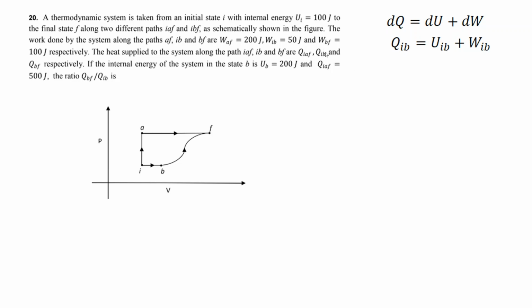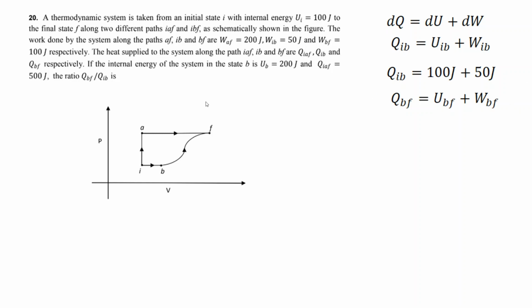They have already given the work done WIB equal to 50 joule, that is the work done when the system moves from I to B. So we get QIB is equal to 100 joule plus 50 joule, that is 150 joule. Now we have to find the heat transfer in the process B to F. So QBF is equal to UBF plus WBF, and they have given WBF is equal to 100 joule.